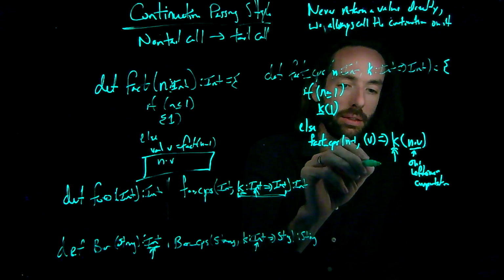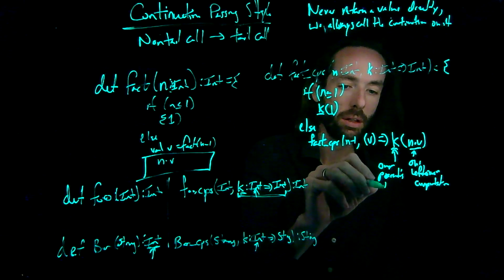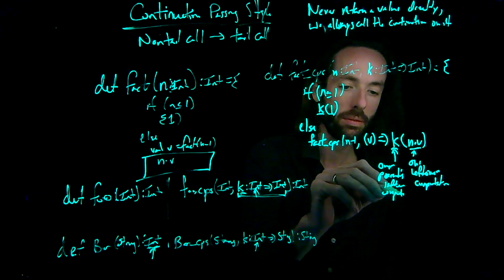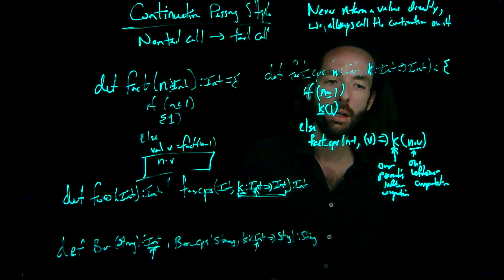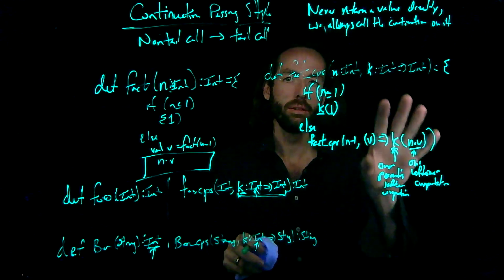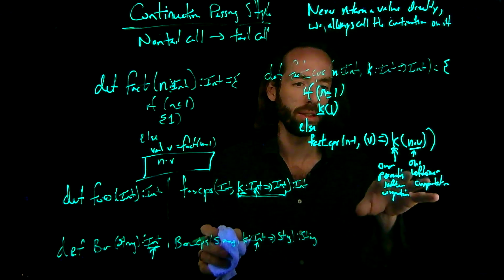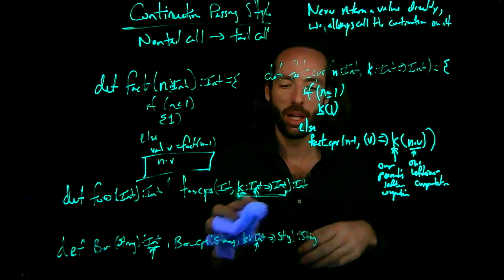And the k is our parent's leftover computation. And that's it. So this is the continuation passing style for factorial. Let's walk through a small example and see exactly what's going on and how this works.